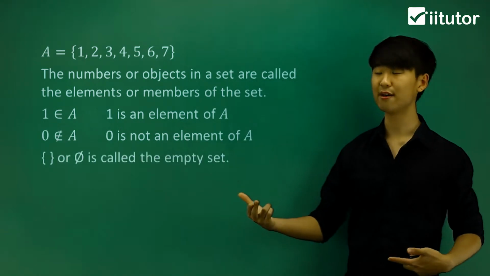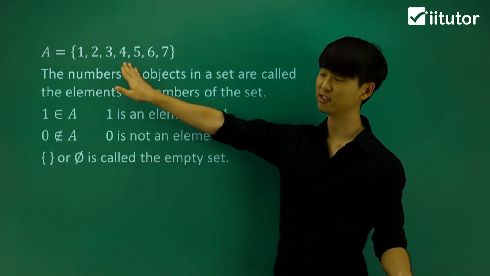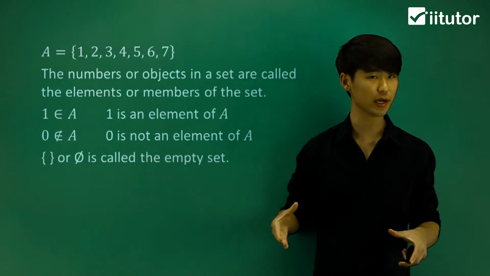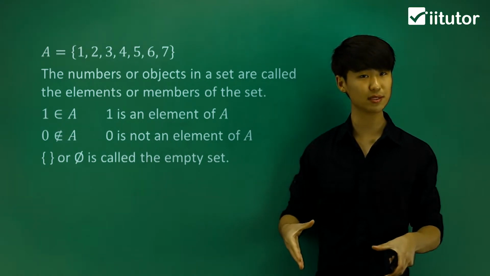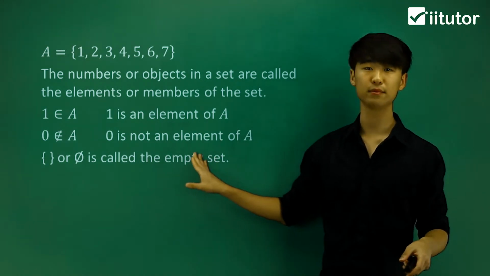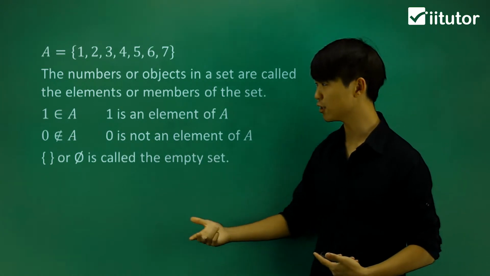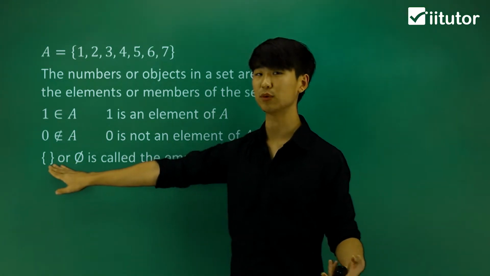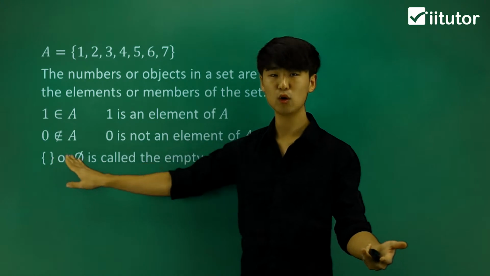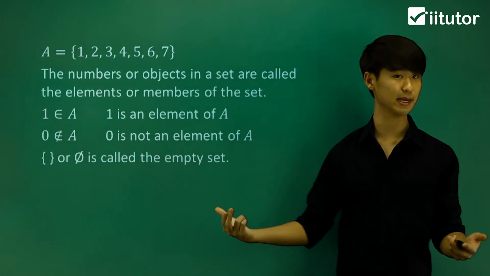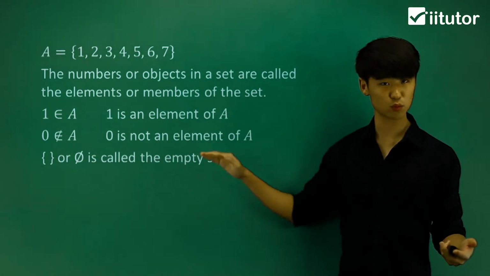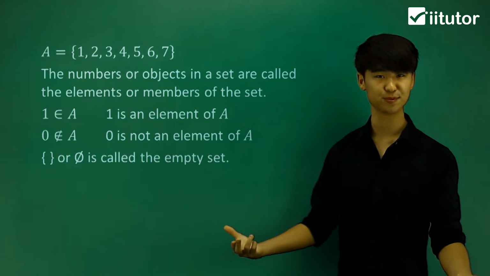Now we also have times when our set has nothing in it at all, no elements. When we have no elements in our set, we call that an empty set, which can be denoted with curly brackets with nothing inside, or the symbol here, which means that it's an empty set. So this is what we need to know about set notation.